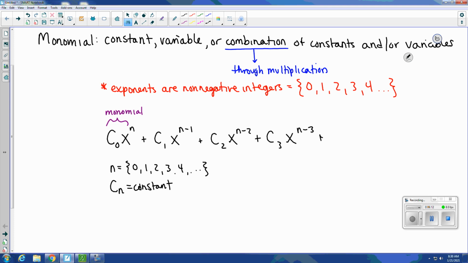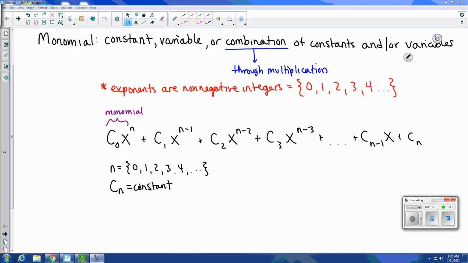And these would keep going all the way to c sub n minus 1, x plus c sub n, x to the 0, which is just nothing. So we could have just a single constant on at the end.